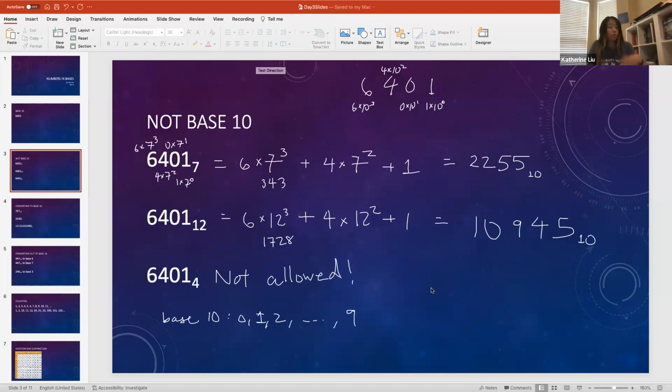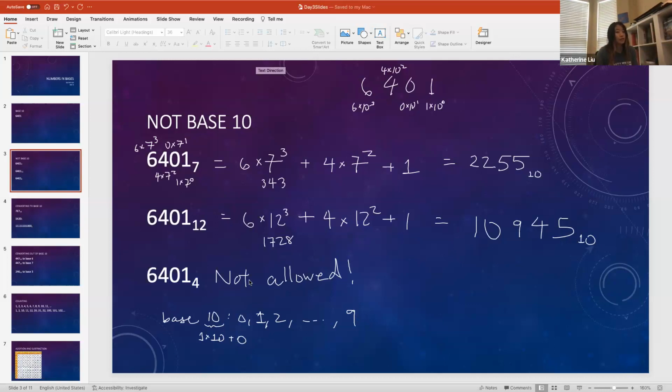Which means that once you get to the number 10 itself, you actually have to go to the next place value. You don't have a single character to signify 10. The number 10 actually just means 1 times 10 plus 0. There's no special character for the number 10 besides combining 2 digits together. It actually only goes up to 9.